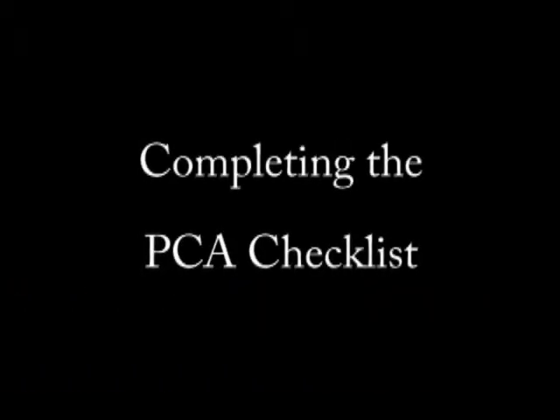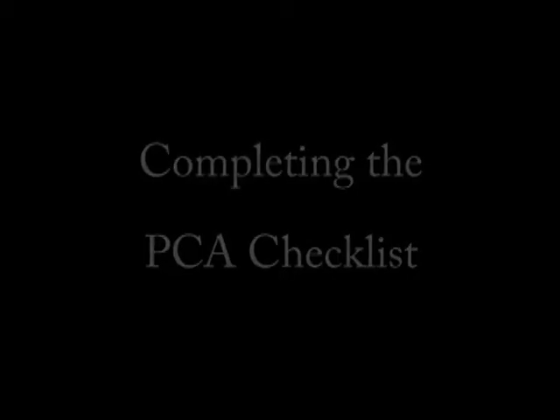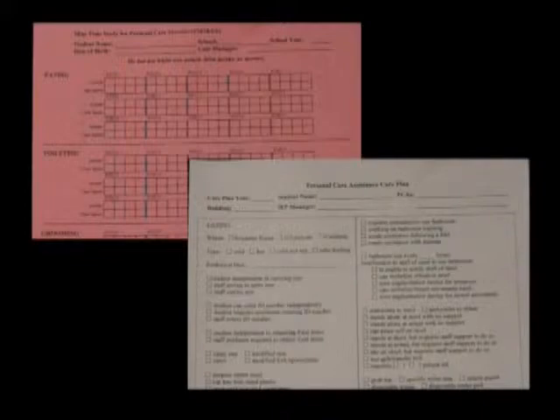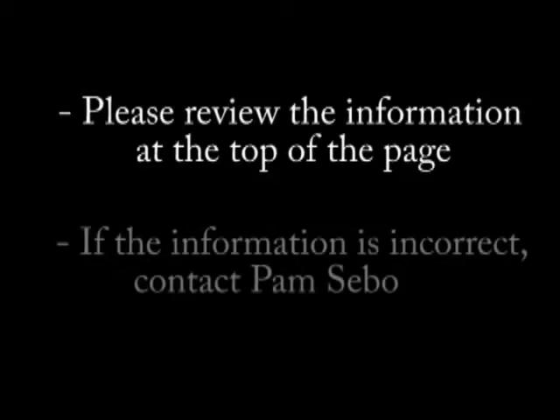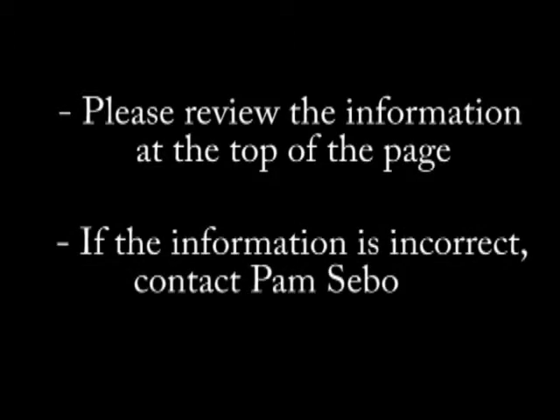Completing the PCA Checklist. After the time study and care plan forms are completed and returned to the third-party billing office, a personalized IEP Services Personal Care Assistant Activities Checklist, otherwise known as a green sheet, will be sent to you via inter-office mail. Please review the student information at the top of the page and verify that the information is correct. If the information is incorrect, please call or email Pam Sebo with the correct information.